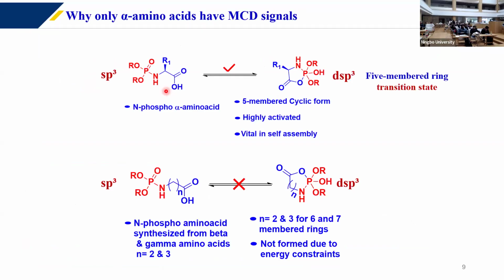Why didn't phosphorylated beta and gamma amino acid have MCD signals? Because when we add one or two carbons to this amino acid, the beta and gamma amino acid will form a 6-member ring or 7-member ring. However, they are energetically unfavorable, but the alpha amino acid can form a 5-member ring transition state, which is energetically favored.